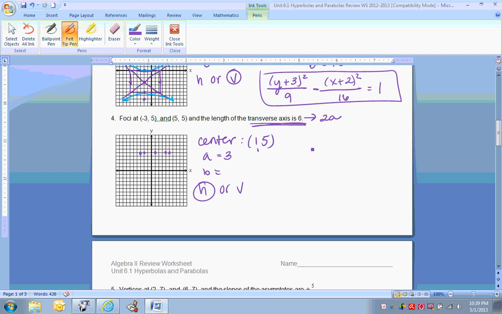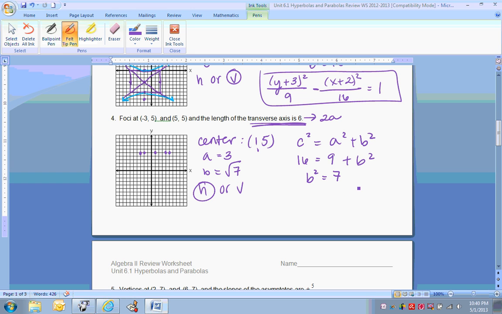And now I have to find my B value. Well, remember, C squared equals A squared plus B squared. C is the distance from my center to my foci, which is, I'm sorry, 4. 1, 2, 3, 4. So C squared is 16. A squared is 9 plus B squared. So B squared has to equal 7. So B is the square root of 7.